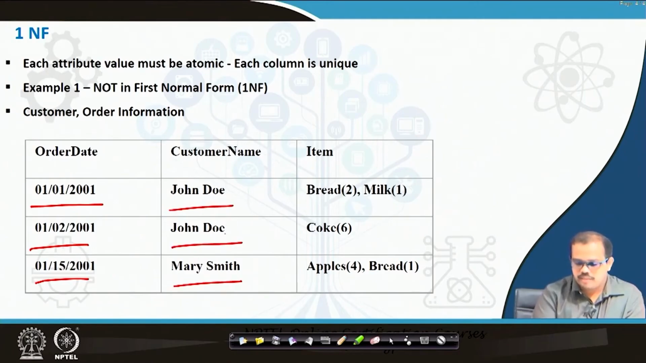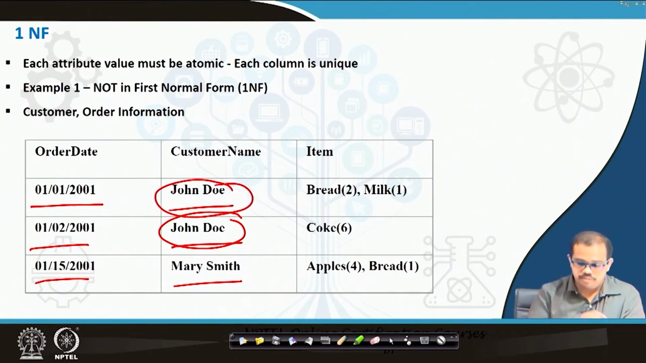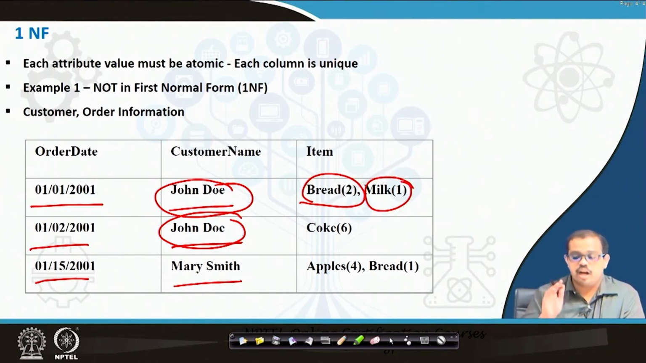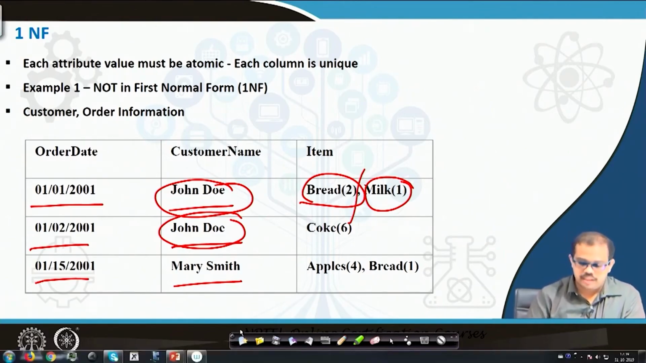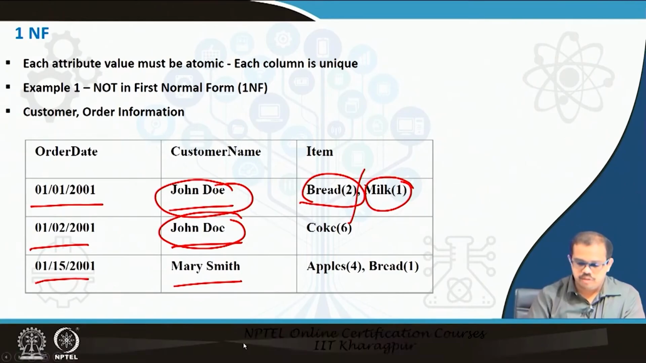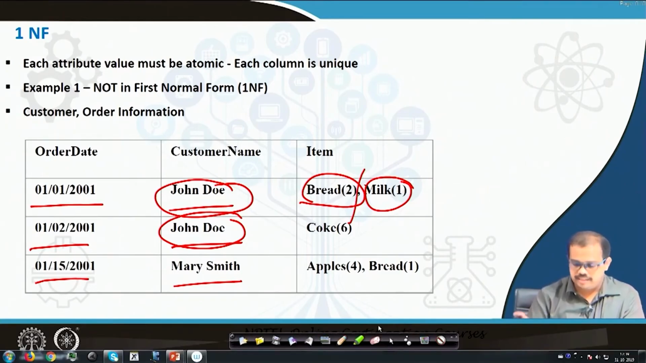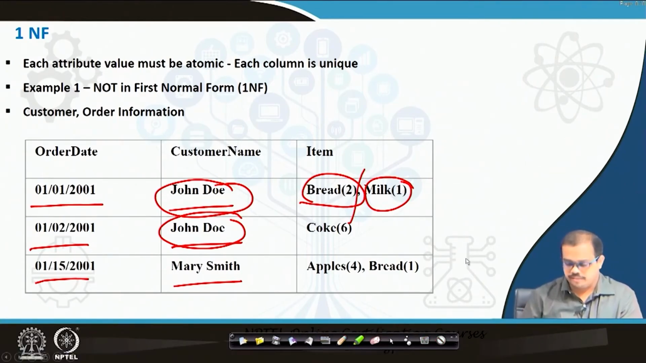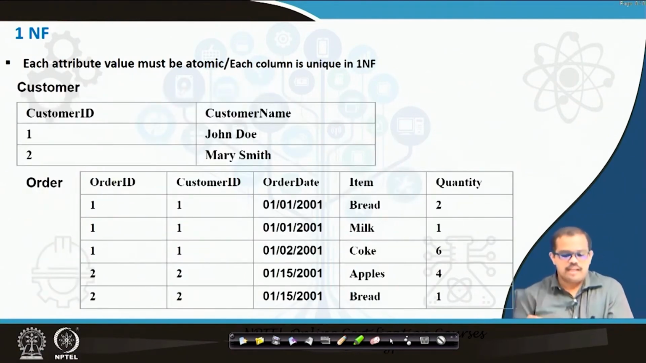When you look at the customer name, you have the same name that is repeating. Even if we consider this customer name as a primary key, and look at the item as attribute data, it is not atomic. Each column is not unique, it has 2 different values. Now, if we want to translate this into the first normal form, it is as simple as this.